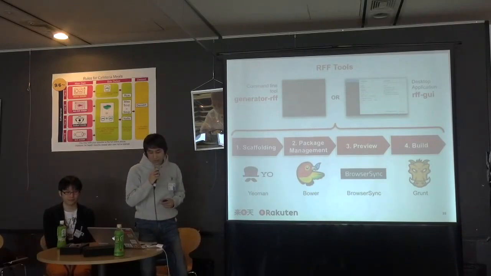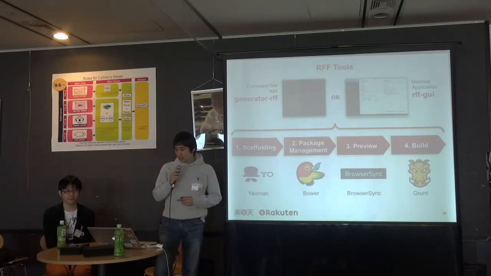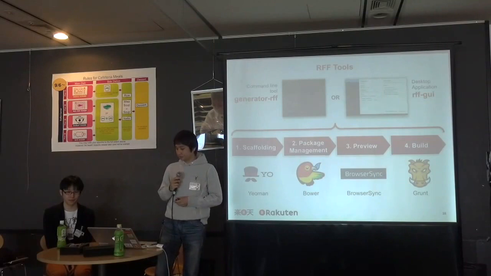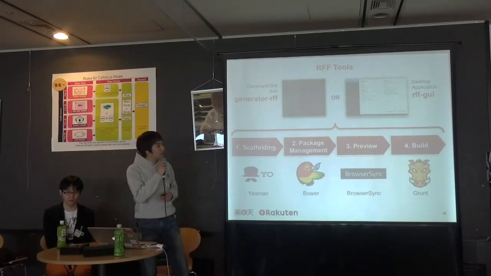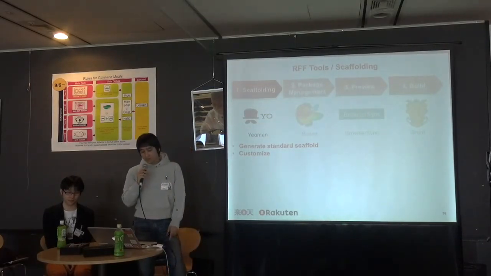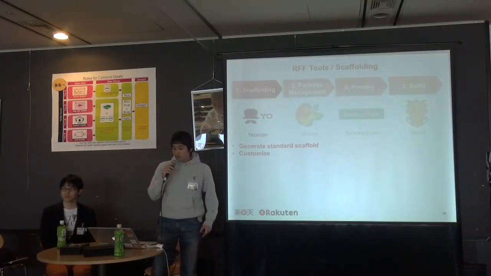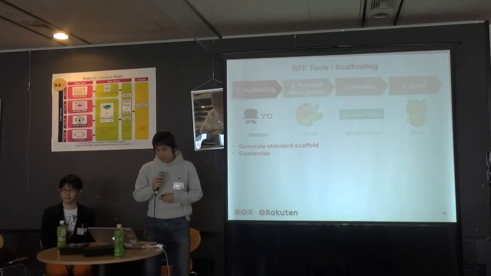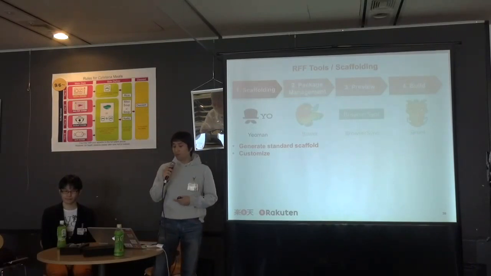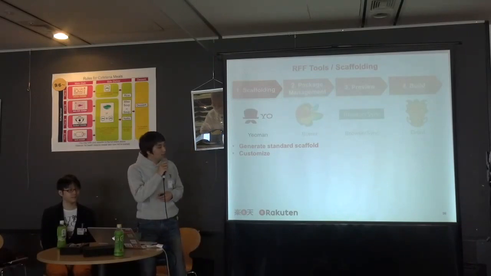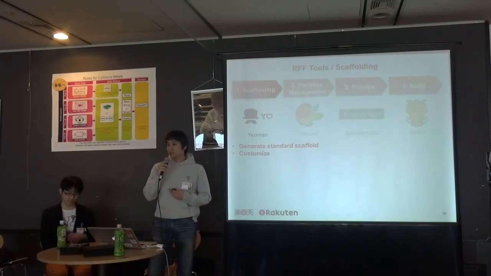There are four main steps in the tools: scaffolding, package management, preview, and build. Let's take a look at each step. First step is scaffolding. It generates template files and configurations we need on the launch of a project in order to keep consistency of development method and directory structure.